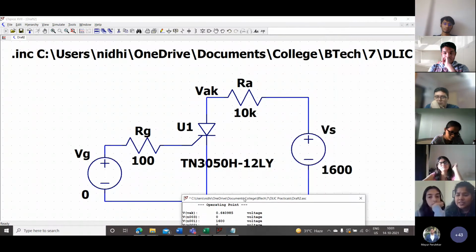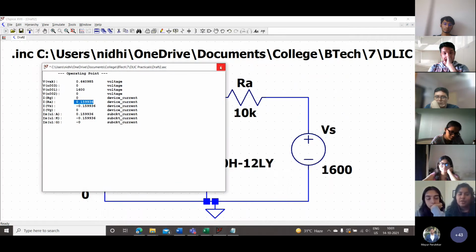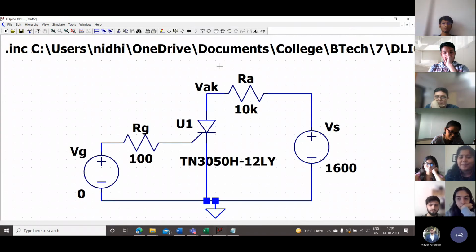So you can see that somewhere between 1400 and 1600 volts, we observed breakdown. And again, that is something that you should never do in a lab, but we did it anyway.